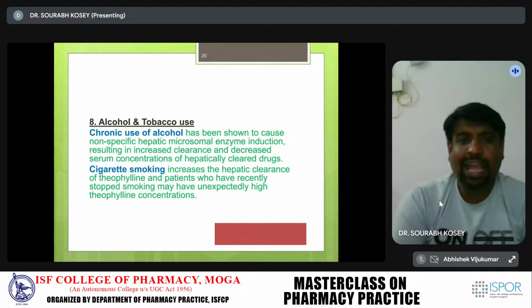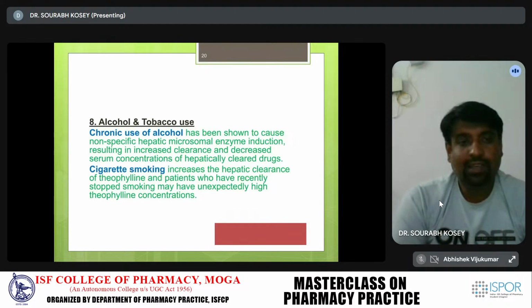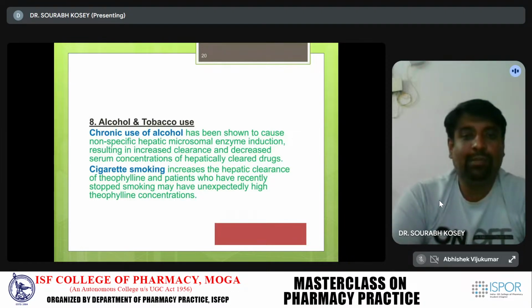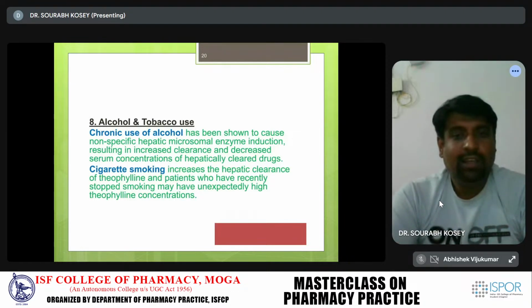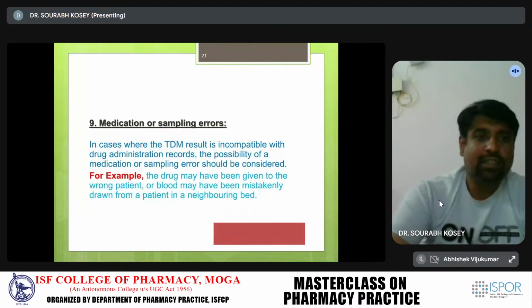Then another thing is alcohol and tobacco use. The chronic use of alcohol is shown to cause hepatic microsomal enzyme induction, resulting in increased clearance and decreased serum concentration of hepatically cleared drugs. Another example is cigarette smoking, which increases the hepatic clearance of theophylline, and patients who have recently stopped smoking may have unexpectedly high theophylline concentration.